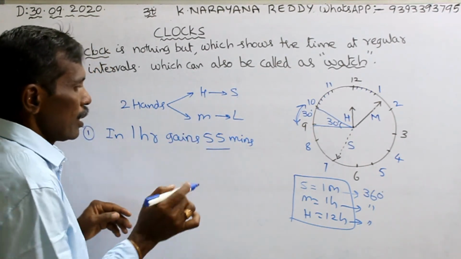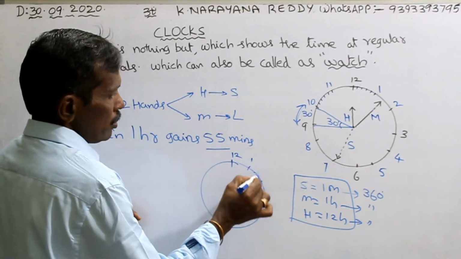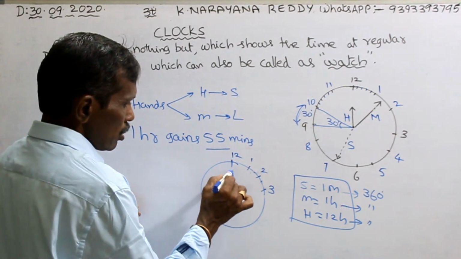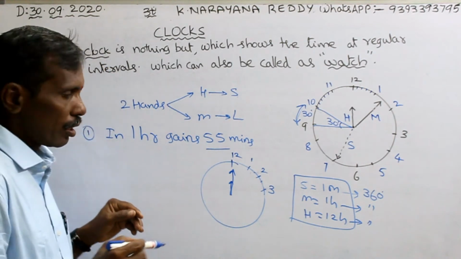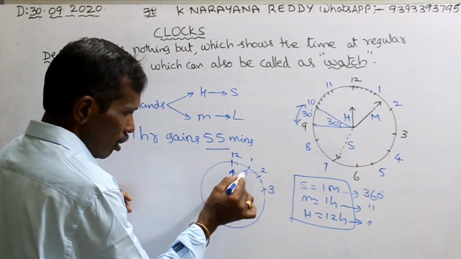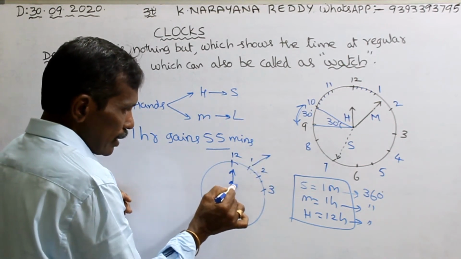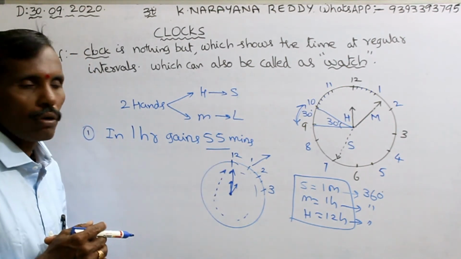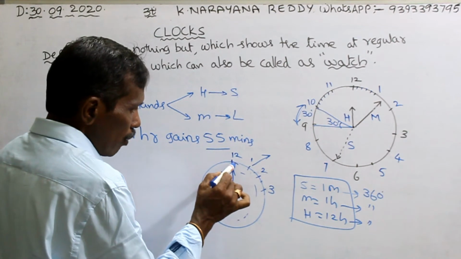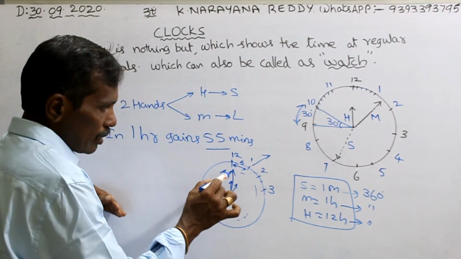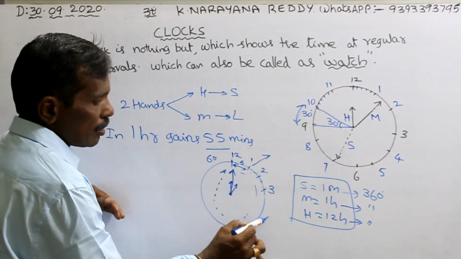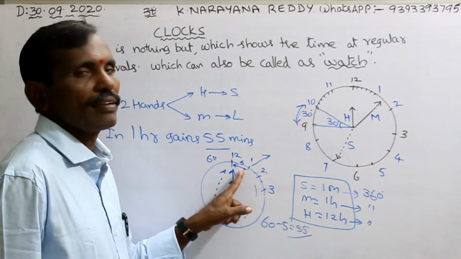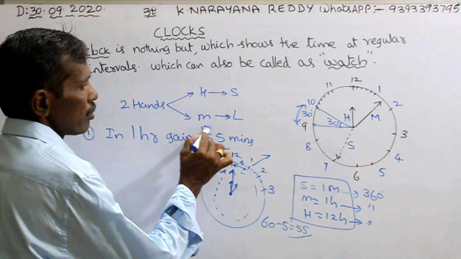How? Simple. Suppose, take a watch. 1, 2, 3. Now, suppose at 12, two hands are coincident with each other at 12 o'clock. But after 1 hour, that means at 1 o'clock, hour hand is here. But minute's hand goes over the dial and comes again to 12. So that means what? Hour hand moves only 5 minute spaces, but minute's hand moves 60 minute spaces. That means 60 minus 5 is nothing but 55. That is the important point I have observed here. Gain is 55 minutes over the hour hand. So this is an important point you have to observe.